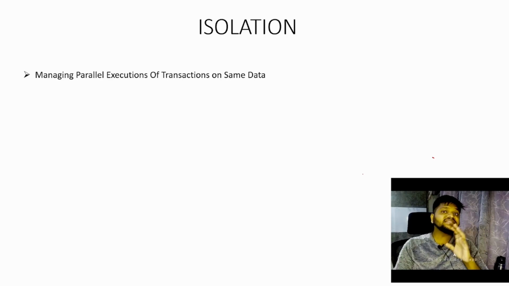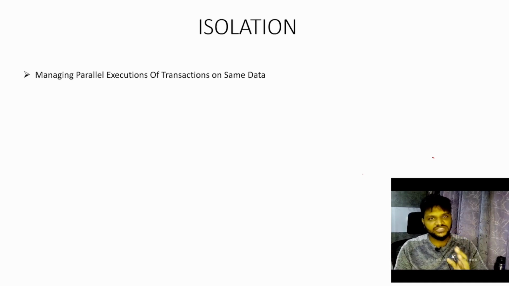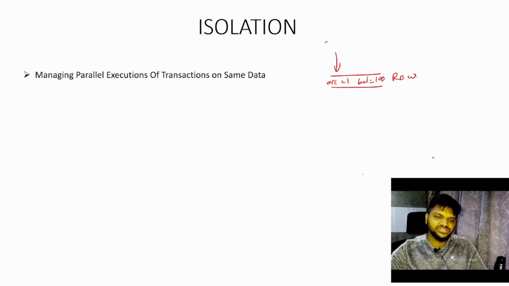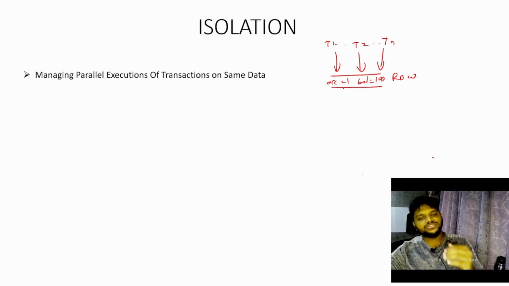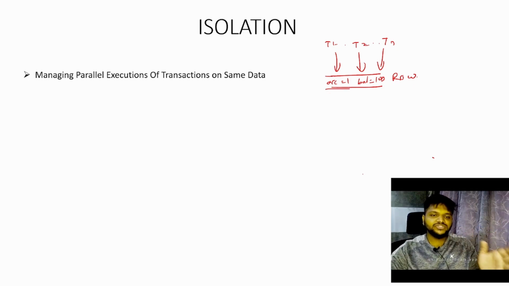Let's start. So what exactly does isolation mean? Managing parallel executions of our transactions on the same data. Assume there is a particular row having, let's say, account equal to 1 and balance equal to 100, and there is transaction 1, transaction 2, transaction n, multiple transactions trying to execute at the same time on this row. So now we manage execution of all these transactions in parallel so that performance is also optimized, but at the same time ensuring primarily that the data does not get corrupted.